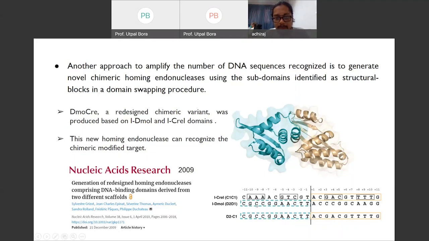So when we actually add this to I-CreI plus DmoI, we make a chimera of it. Now it is able to target and complete is and half I-CreI. So this is how the engineering part is done. So anyway, as you can see, there is a lot of sequence and structure and everything involved here.